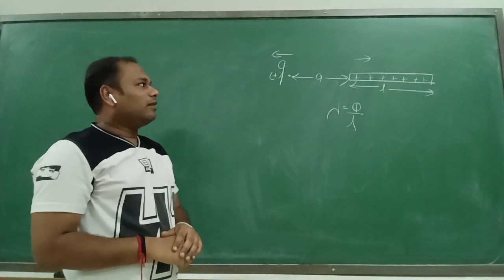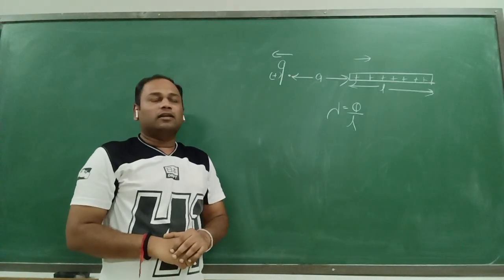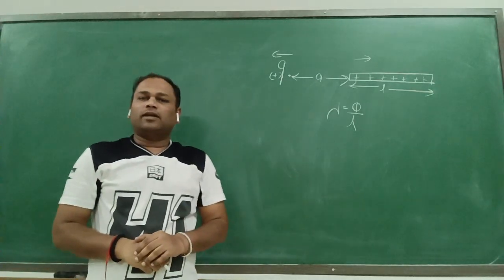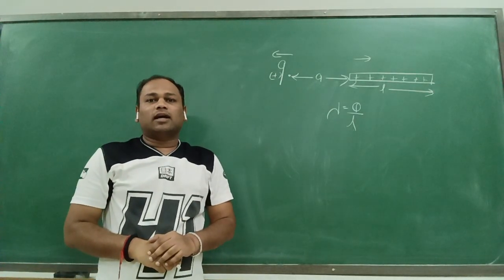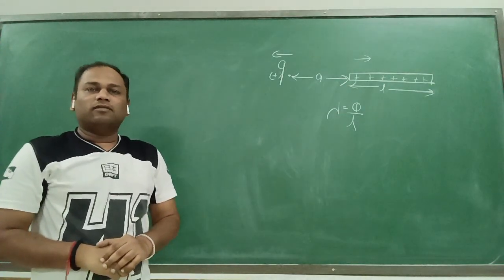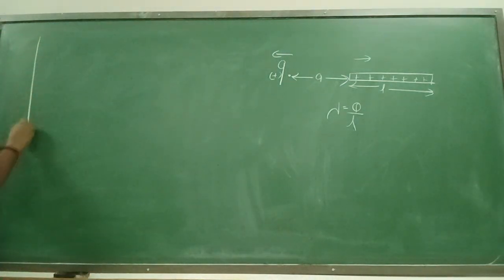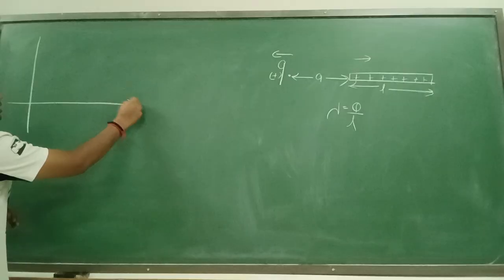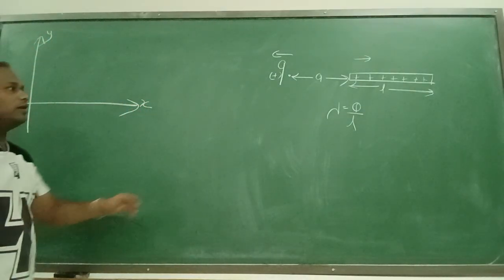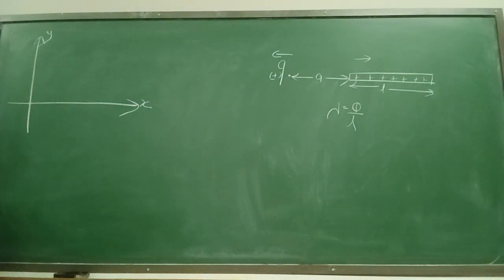To get the correct mathematical equation of the force acting between these two physical entities, we have to take x and y axes. Why do we have to take x and y axes? To get the correct and accurate mathematical expression through which we can arrive at the correct answer. Now, suppose this is our y axis and this is our x axis.